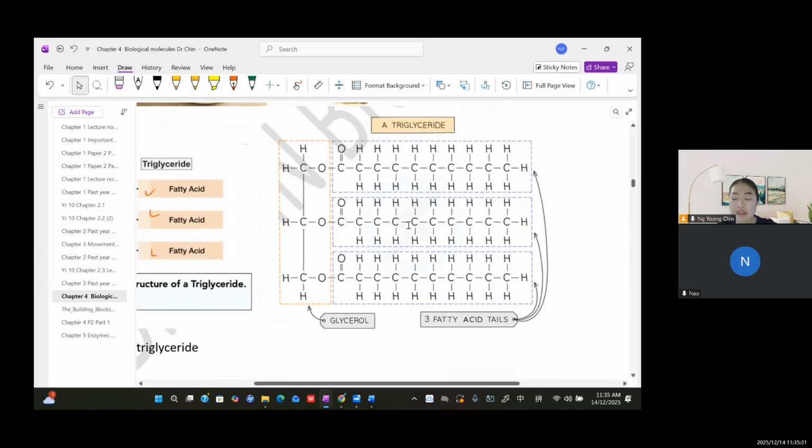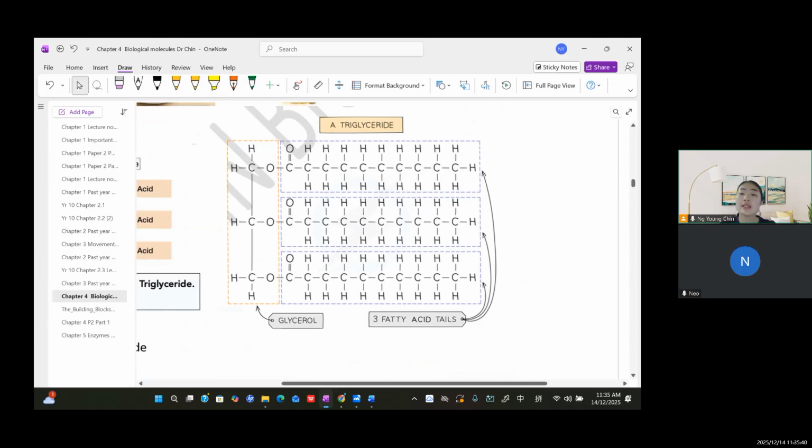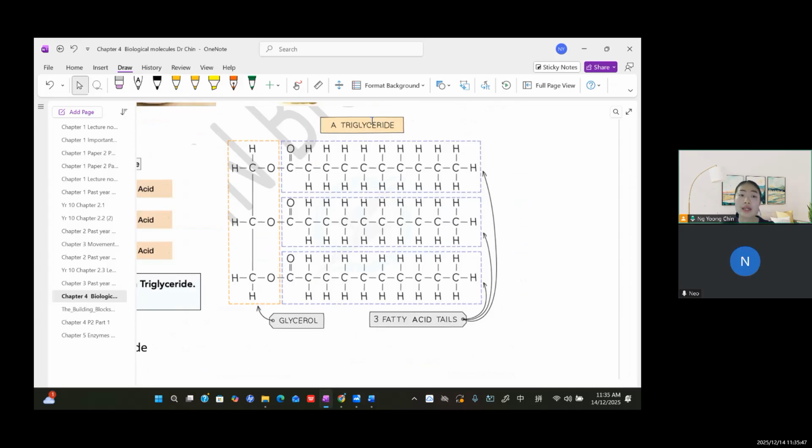Okay, Neo, can lipid dissolve in water? No? Okay, it's because of what? It's because lipid, which is triglyceride, is unable to dissolve in water because lipid itself is non-polar. Water is a polar molecule. So you just remember it this way: polar molecules can only dissolve with polar. That's why non-polar molecules are unable to form hydrogen bonds with polar ones.